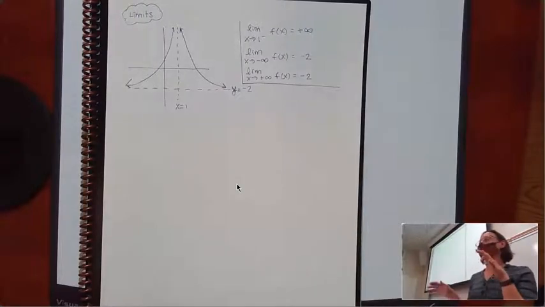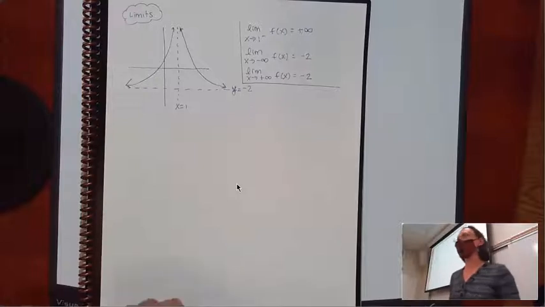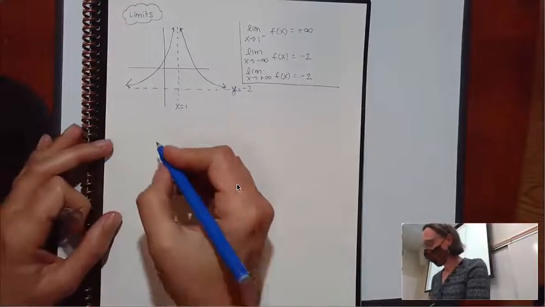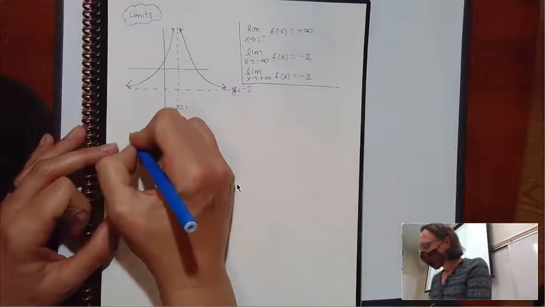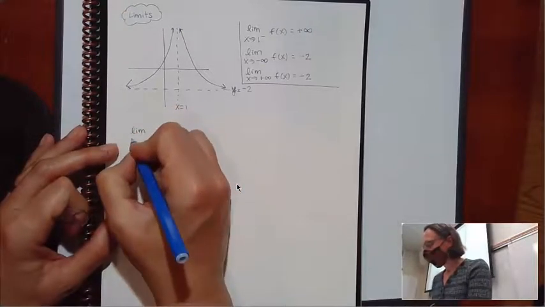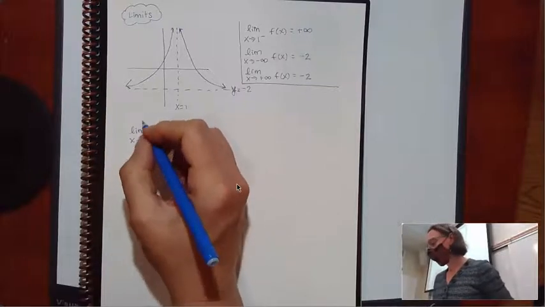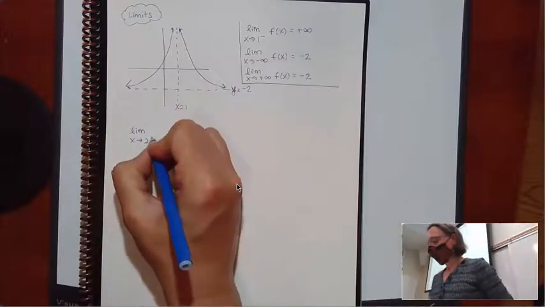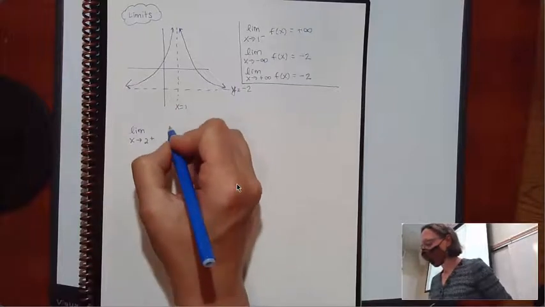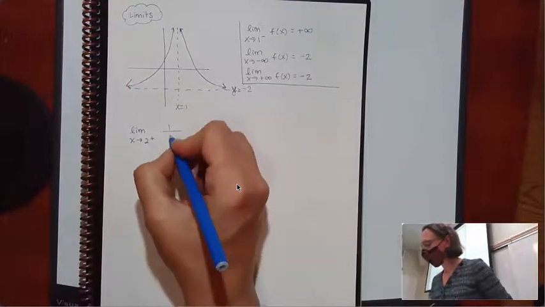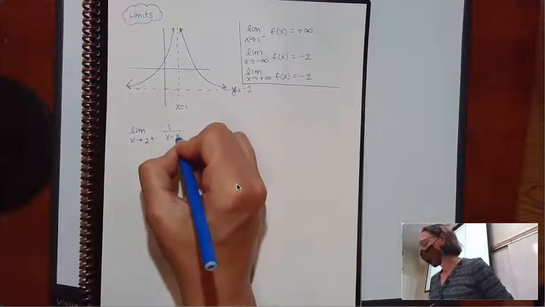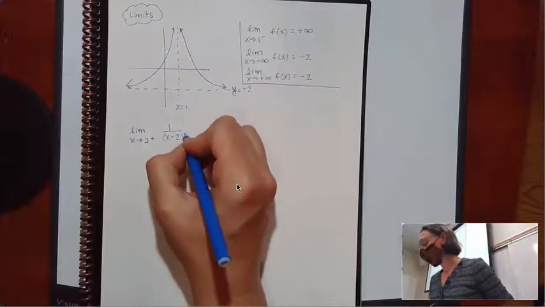Now, I find that in general, if I give you the graph, people are pretty good with limits. But now I'm going to not give us the graph because that's more realistic for most of the problems that we're going to see. So if I wanted to take a look at the limit as x approaches 2 from the right, and my function is 1 over (x minus 2) cubed.